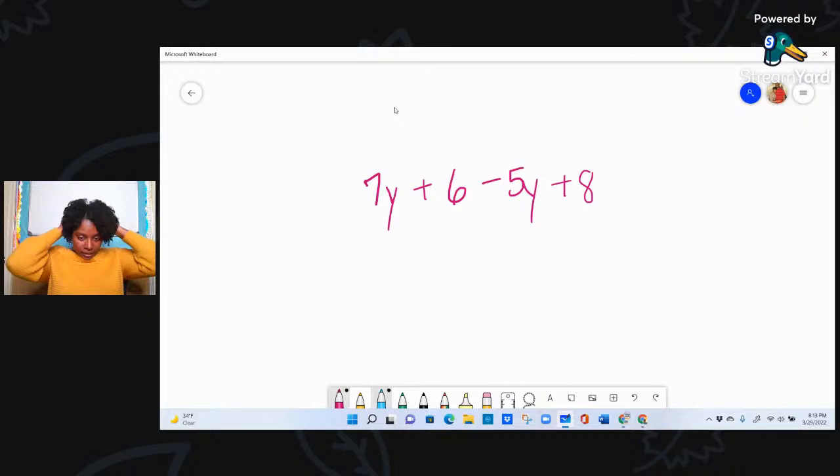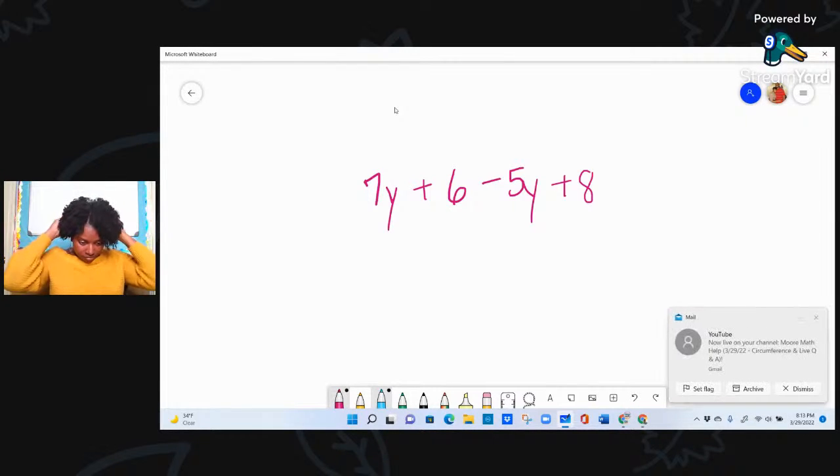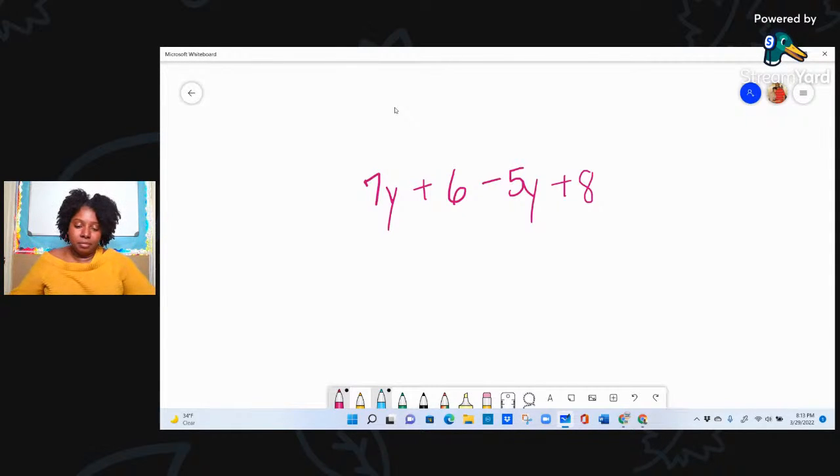What y'all getting? You got it? Put it in the chat. Tell us what you're getting. Thank you, Aubrey. 1y plus 14. That's okay. Well, Roblox, do you see any like terms, anything that looks similar to each other? Like they have the same variable or they don't have the same variable?